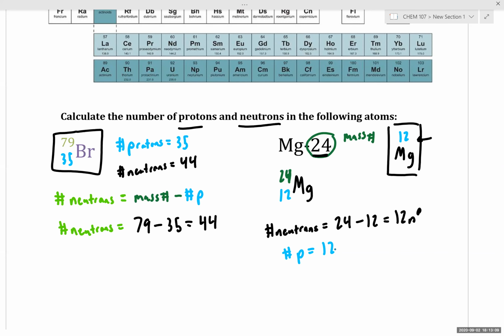So in this form of isotope notation, the number after the dash is the mass number, which is the total number of protons and neutrons. And we use the mass number to in turn calculate the number of neutrons. Professor, where do we see the number 24 on the magnesium? This isn't on the periodic table.